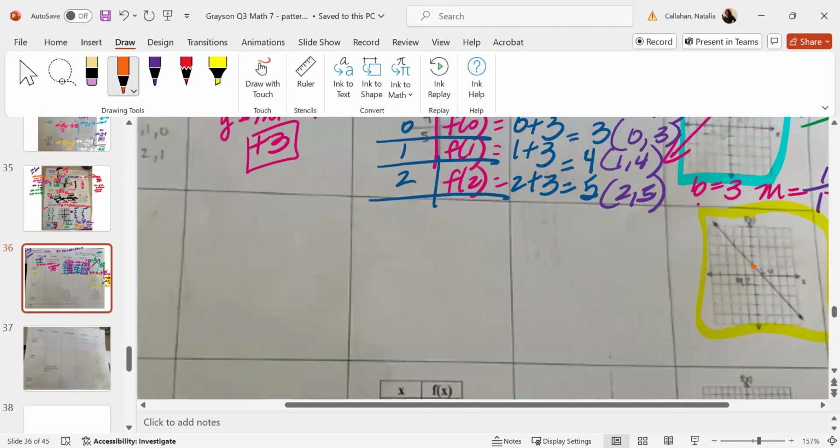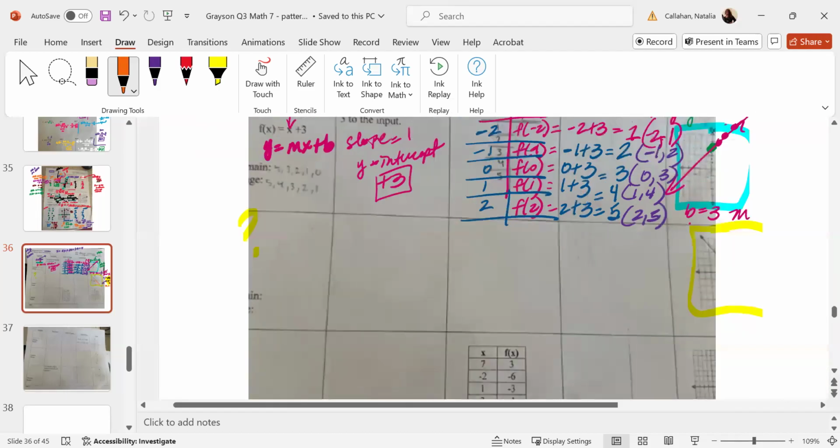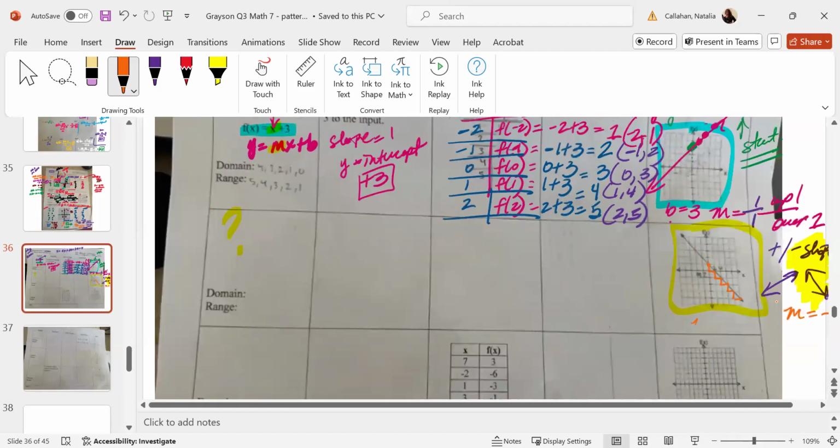Do you see that the slope is going down 1 over 1, down 1 over 1, down 1 over 1? Do you see that? So what that means is your slope is you're going down 1 over 1. So -1 over 1, which is just a -1 for slope. Do you see that?